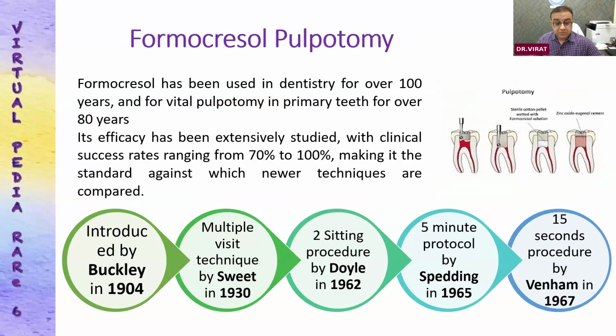It was introduced by Buckley in 1904. Then Sweet in 1930 introduced the multiple visit technique. Later, two-sitting procedure was given by Doyle in 1962. Spedding gave the 5-minute protocol in 1965. And Wenham in 1967 gave the 15-second procedure.